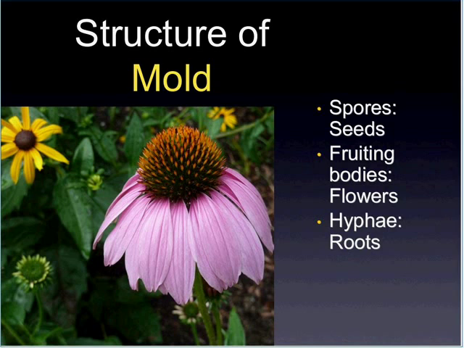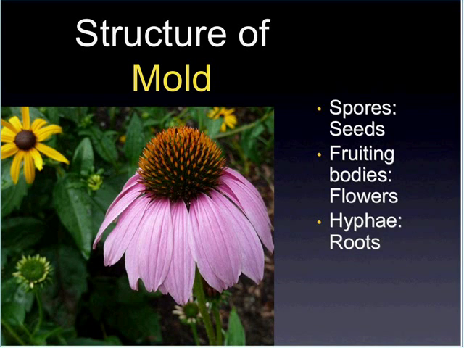So first we'll talk about the structure of mold. Well, it's more like a plant than an animal. It doesn't have any chlorophyll, doesn't engage in photosynthesis. But like a plant, it has a structure that has spores, which are basically seeds, has fruiting bodies, which are similar to the flower of a plant, and it has hyphae, which are analogous to the root structure of a plant. And also, like plants, there are a huge variety of types of mold.